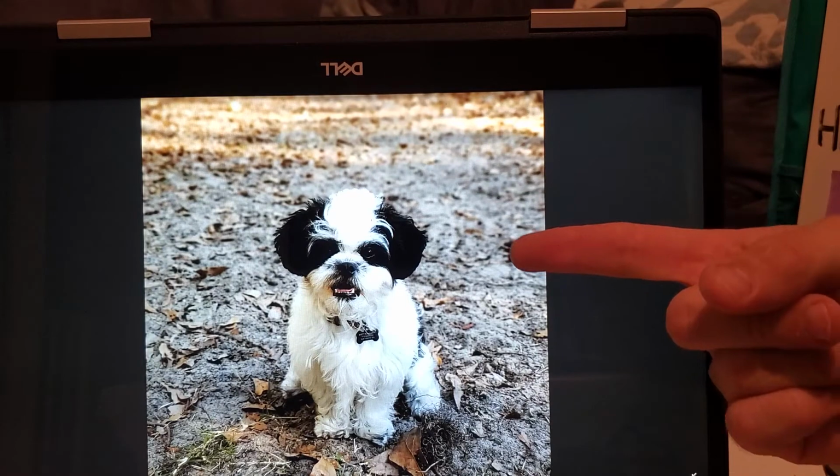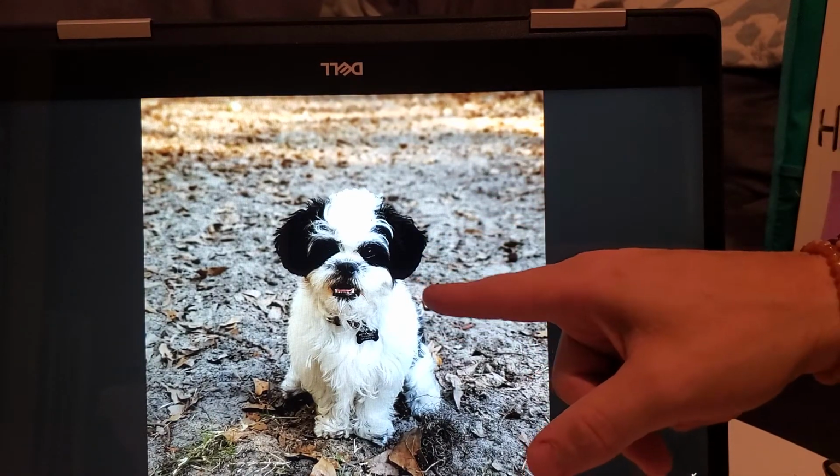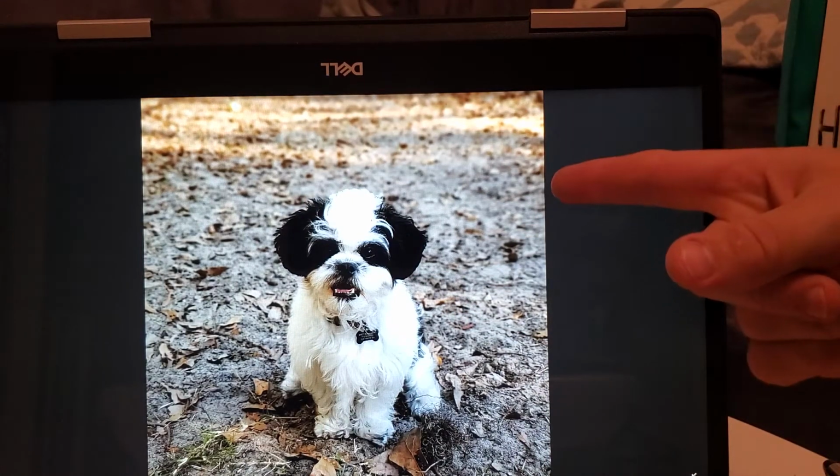Oh, you guys know who this is? It's Cosmo. Cosmo, look at him. Cute little Cosmo. I remember where we were. We were at a bark park there. I could write a story about that one.